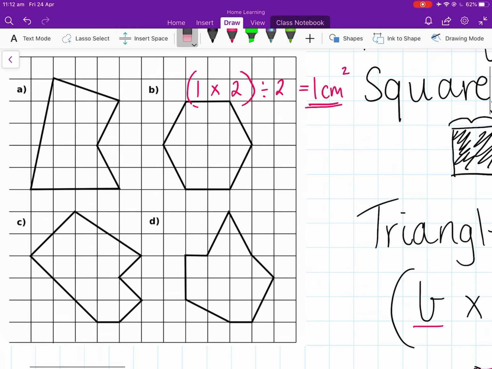So I would really love you to use your knowledge now to calculate the area of all 4 of these shapes. You'll have to divide them up into the different shapes like triangles, squares or rectangles, but it should be easy for you to come up with the total.